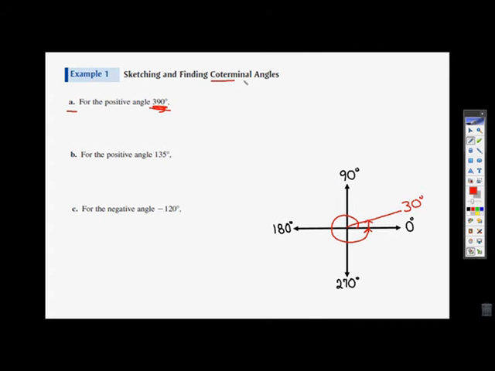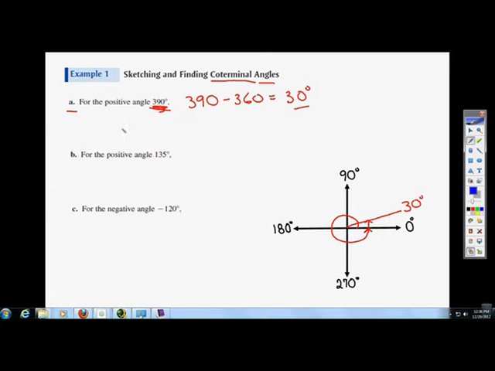Now to find a coterminal angle. I've actually already found one. You know, our positive coterminal angle is take 390, and since it's bigger than 360, we can just subtract a full revolution and get 30 degrees. 30 degrees is coterminal with our original 390. That's a positive coterminal.